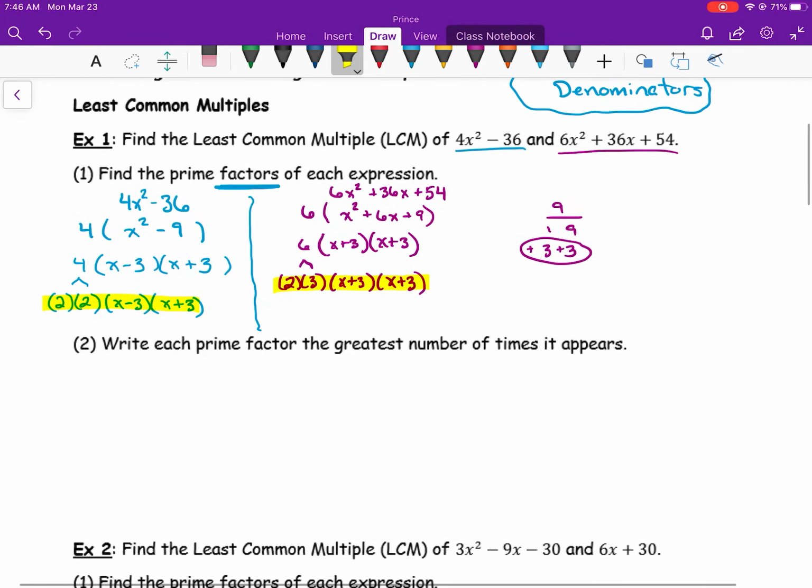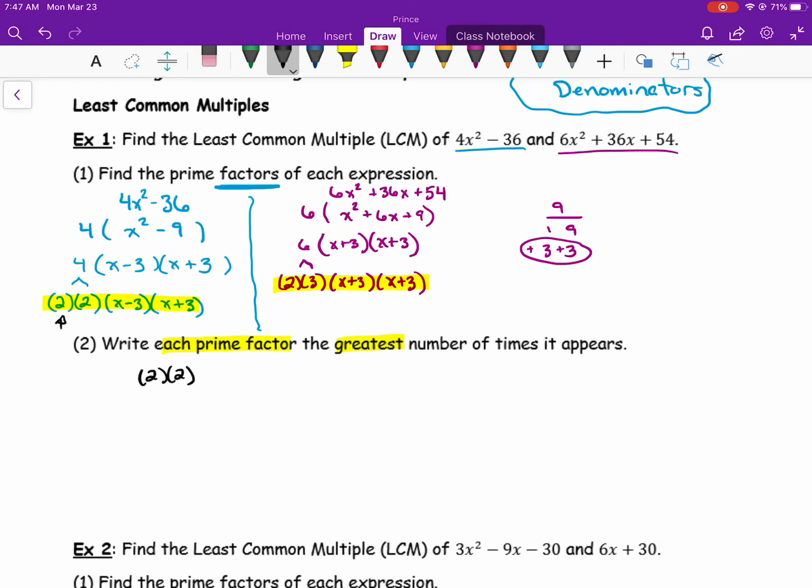The next part for this example is we're going to write each prime factor the greatest number of times it appears. We're going to look at it piece by piece. From left to right, I have 2's. In the blue side, 2 shows up 2 times, and on the right side, 2 shows up 1 time. So the greatest number of times 2 shows up between the two problems is 2 times. So I'm going to write 2 times. Alright, so the 2's are done.